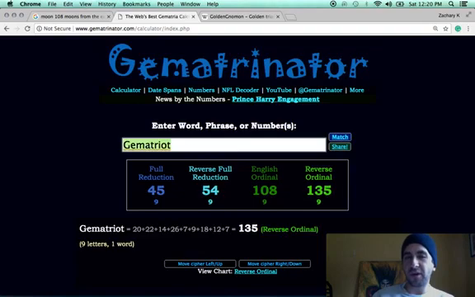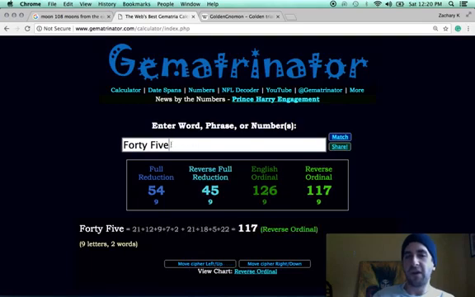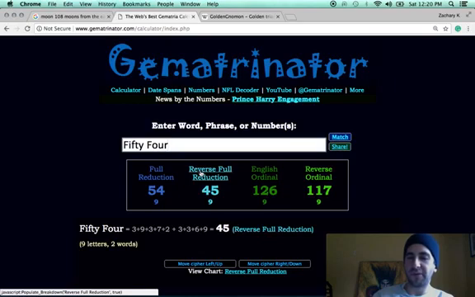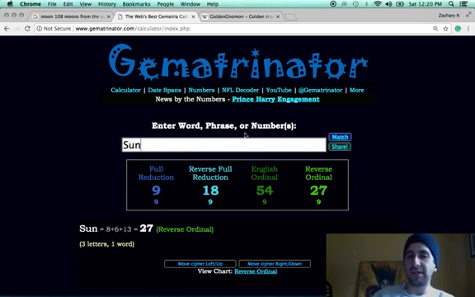As for the 54, look at what happens when I write out 45. 45 has gematria 54 and 45. And 54 has gematria 54 and 45 as well. Reflections of each other. Now, we started with the sun. I just want you to see that sun has gematria 54.